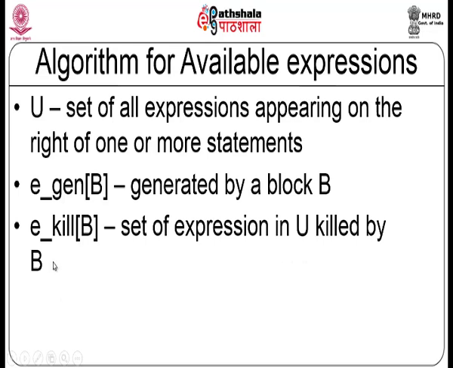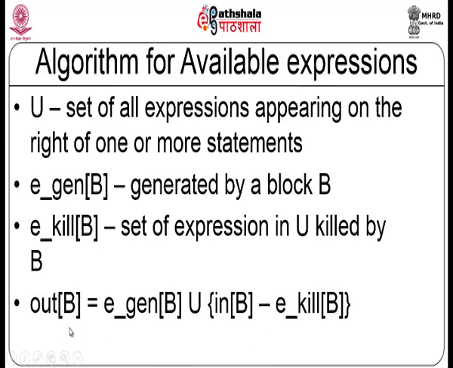So, E kill of B means what we have used in one procedure. For that I have to compute for every block like that. After this particular block what is available should be computed as: out of B will be E gen of B union in of B minus E kill of B. This is the same thing only. I have simply replaced gen with E gen and kill with E kill.